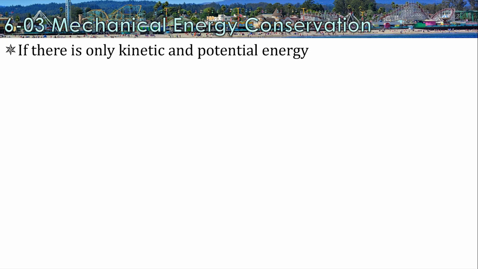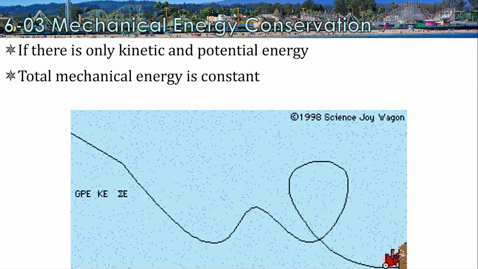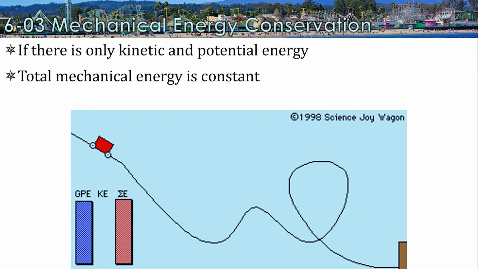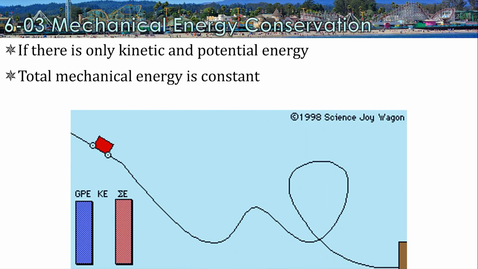So the conservation of mechanical energy is only true if there's only kinetic and potential energy. And that means the total mechanical energy is constant, such as on this picture. The cart starts at the top, goes down, goes faster, slows down, goes faster, faster, faster. Notice the total energy stays the same until it crashes at the end.